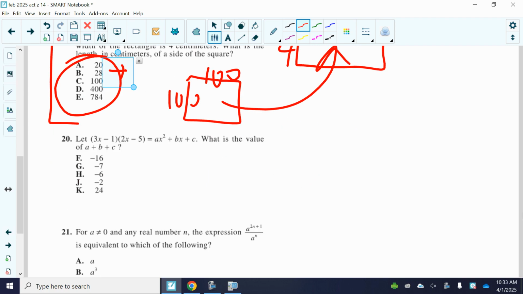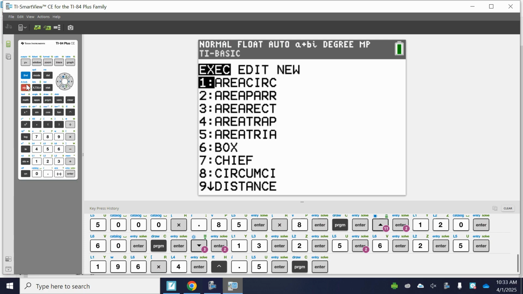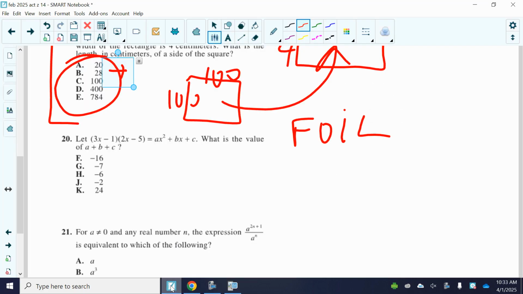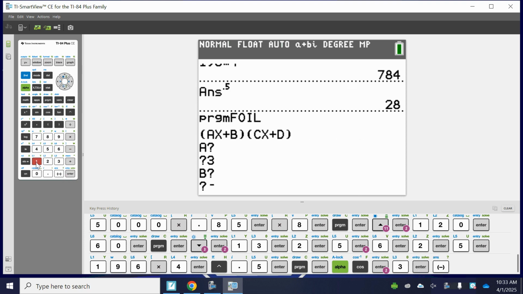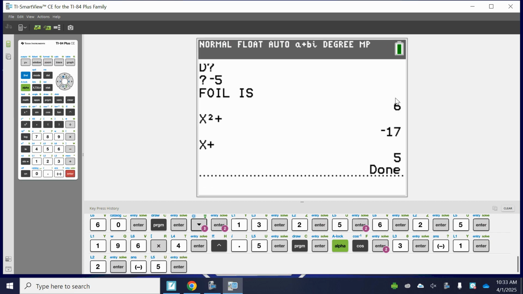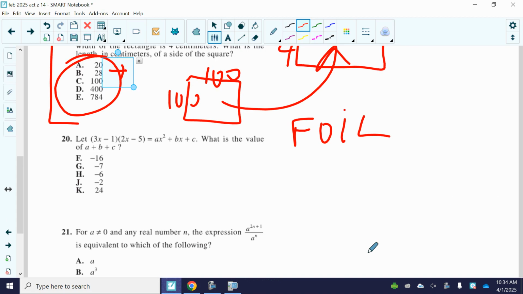Pretty cool. This is a FOIL, so you're welcome to use my FOIL program and plug in the A, the B, the C, and the D. If you don't know that, here's a great usage of it. So if you're in FOIL trouble, go to the program FOIL and simply type in the A, the B, the C, and the D. So it'd be 3, -1, and 2, -5. How's that sound? And that gives you the FOIL sideways, 6x squared minus 17x plus 5. And then, of course, what is the answer? I'm spazzing out. You add those numbers. The sum of them has to be -6.